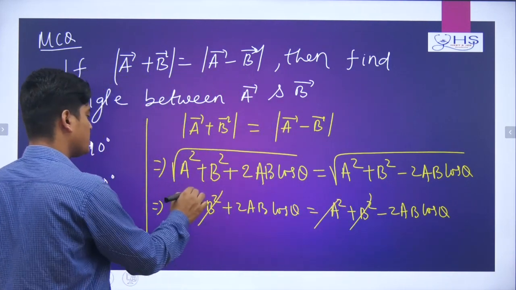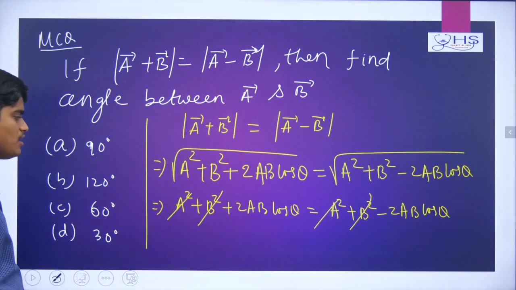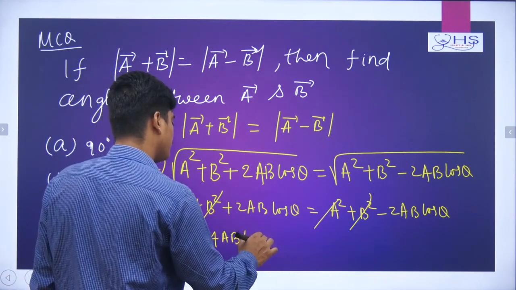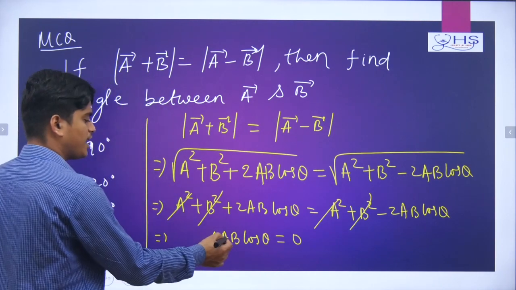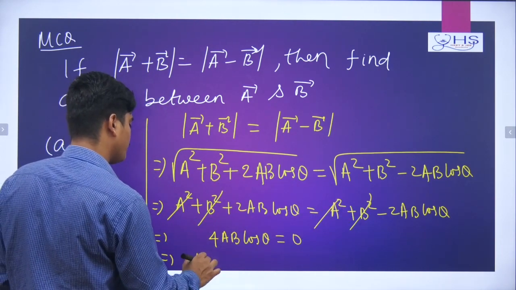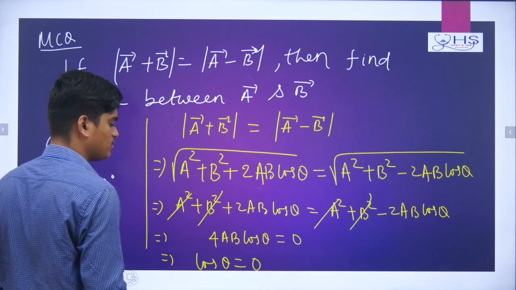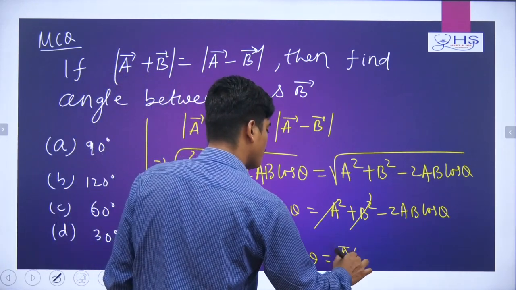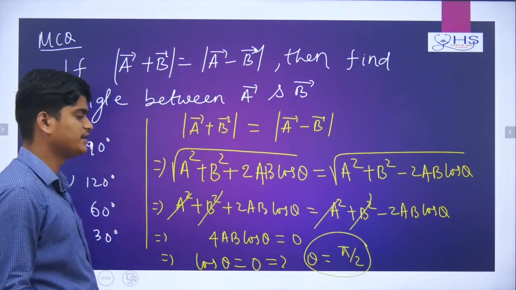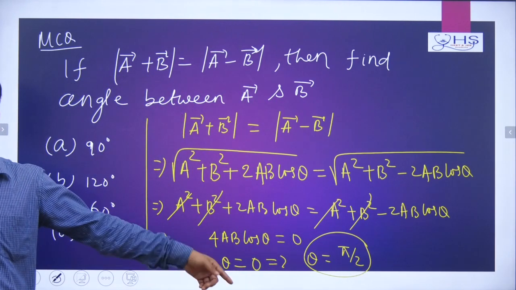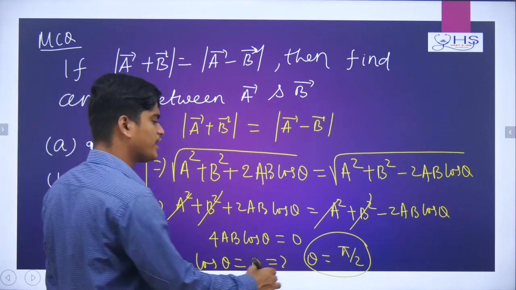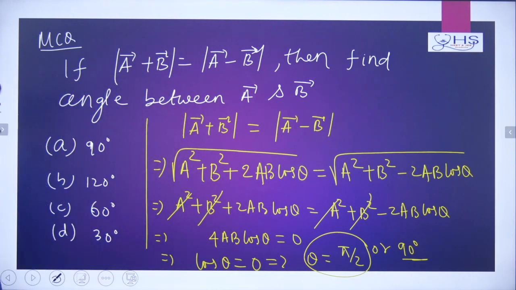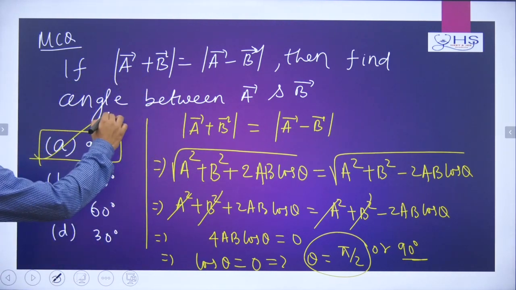Now A square and B square get cancelled. What is remaining? Take this term to this side, it will become 4AB cos theta equal to 0, and 4AB goes to the other side, so cos theta is 0. If cos theta is 0, this implies theta equal to pi by 2, or 90 degree. Pi by 2 is nothing but 90 degree. So your answer will be option A, 90 degree.